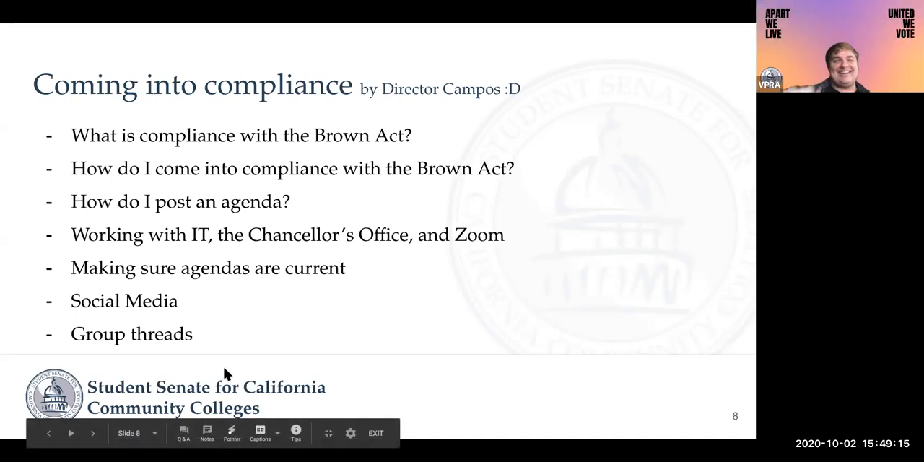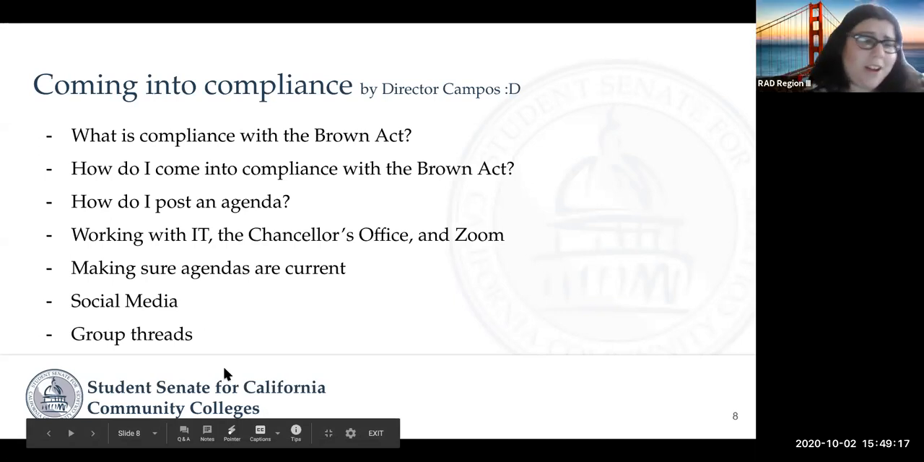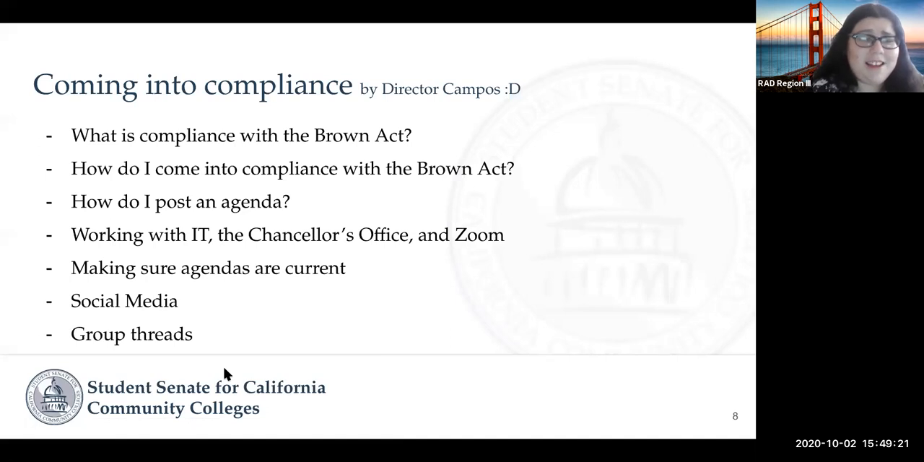Yeah. So those are just a few of the points I wanted to bring up. How do I come into compliance with the Brown Act? Same thing, the public can attend. I'm just going to throw out a jumbled group of facts about the Brown Act, I hope that's okay. But let's say the public doesn't need to identify themselves. So we touched on that a little bit earlier.